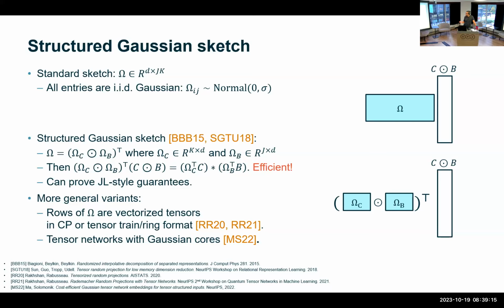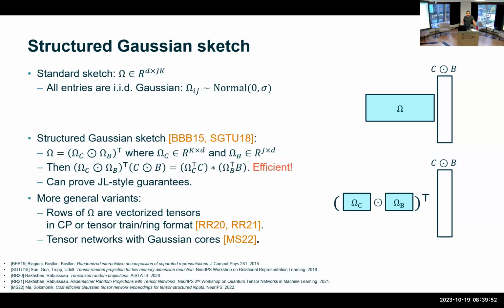So now there are many ways you could make a structured version of a Gaussian sketch. Perhaps the simplest way is, since this is composed of two matrices, you can compose a Gaussian sketch of two matrices as well. Then you do a Kronecker product and then a transpose to make sure that it matches the structure of this. Sorry, I keep saying Kronecker product, but I mean to say Khatri-Rao product. It's a column-wise Kronecker product.